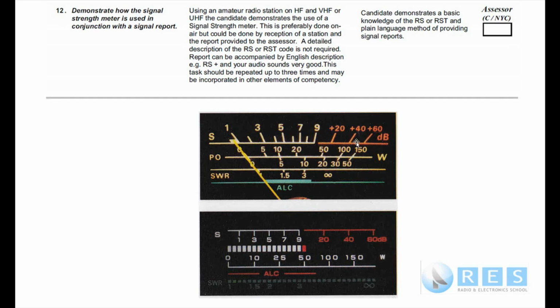And you need to follow that with a plain English comment about how the station sounds. You're strength 9 and you sound very clear. On this one, you're strength 5 and your readability is good. That's as far as you need to go as for giving signal reports in the practical amateur radio assessment.